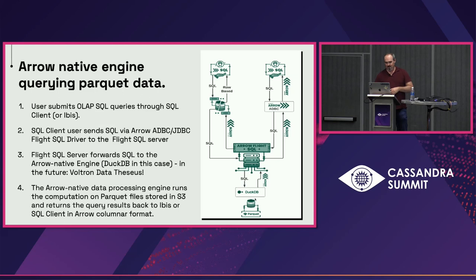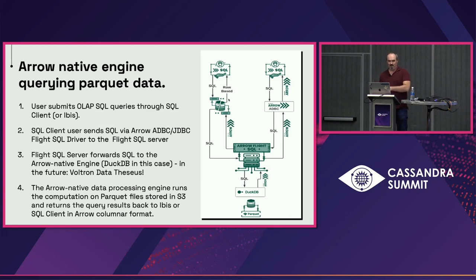So once the DuckDB engine gets the data, it processes the query, and it sends Arrow data to the Flight SQL server, which then sends Arrow data through to the Arrow Flight SQL JDBC or ODBC drivers. And at that point, the driver has to transpose the data to a row-based format for the client. So that last leg of the journey is not as optimal as it could be.